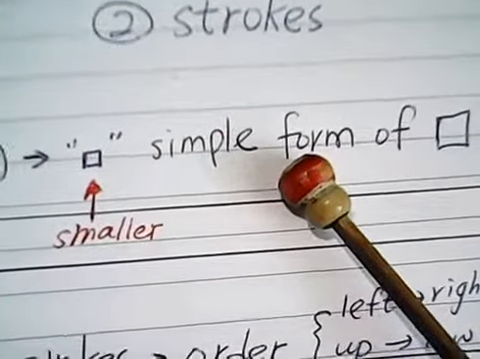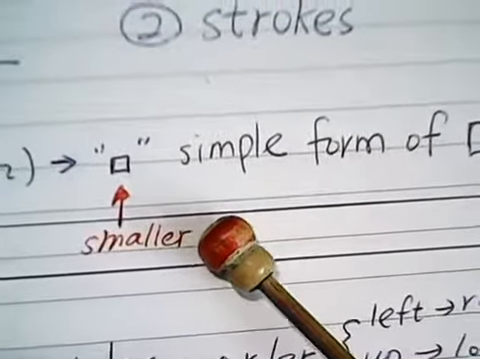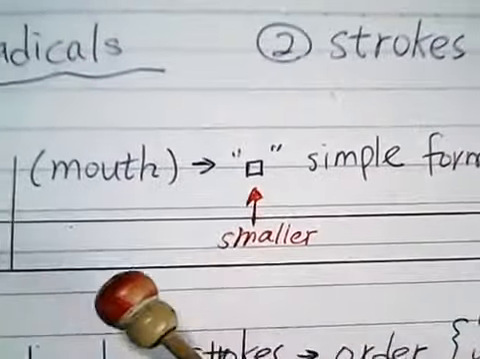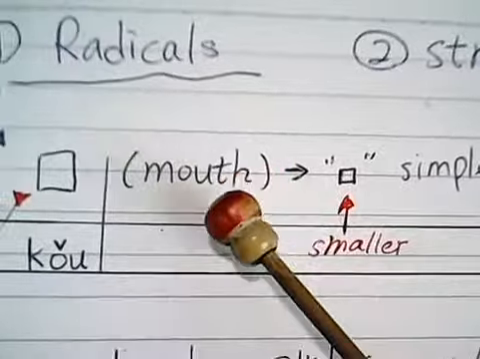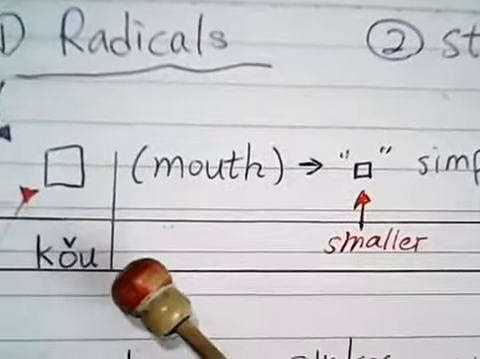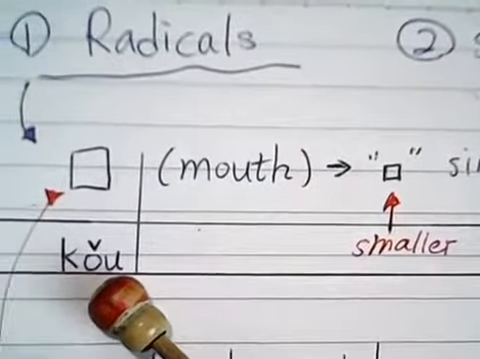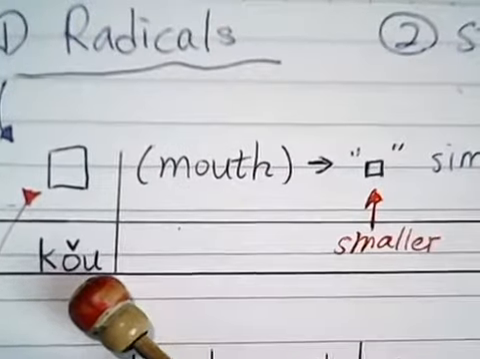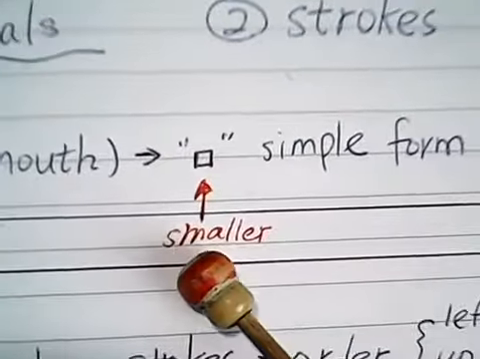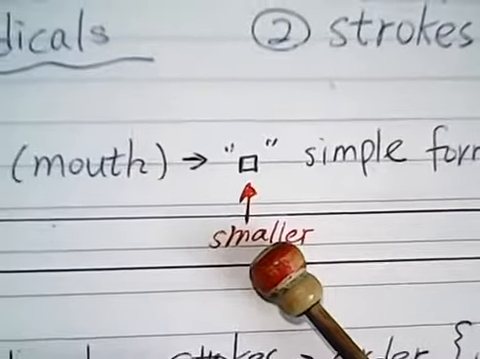When you want to write 口 in a simple form, it's easy. You just write it smaller, okay? So today we talk about a new radical. This radical is related to your mouth, and we just write like this. And the pronunciation, again, let's read it. 口, 口, 口. And the simple form of 口 is you just write it smaller. Okay, so that's it.